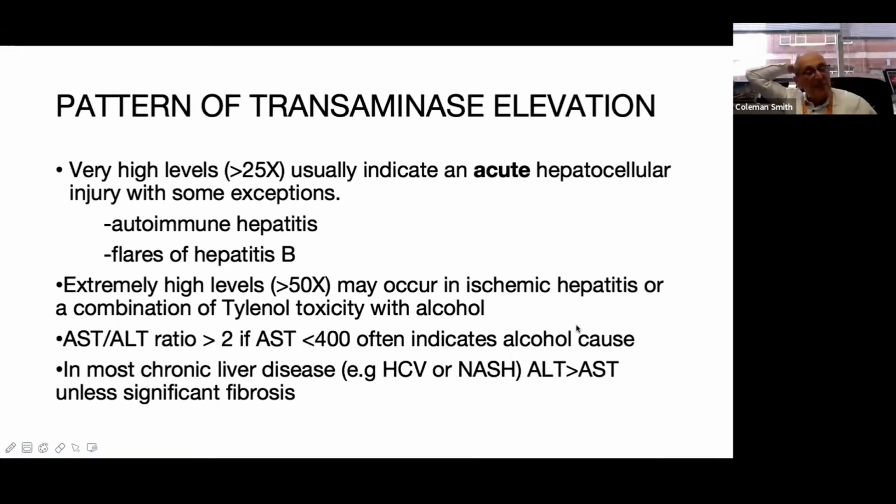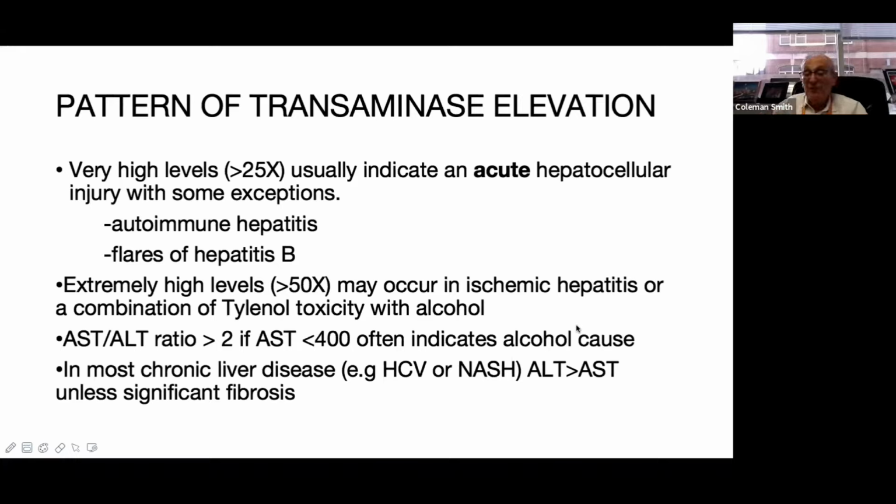With transaminase elevations, you can get some clues on what's going on by looking at the pattern of elevation. If you have very high levels, say greater than 25 times the upper limit of normal, that almost always indicates an acute hepatocellular injury rather than a chronic injury. There are a couple of exceptions: people with chronic hepatitis B that flares, and people with autoimmune hepatitis can sometimes do it. But usually, if you have very high levels, it means an acute injury. They usually don't have underlying chronic liver disease, with the exceptions that I mentioned.